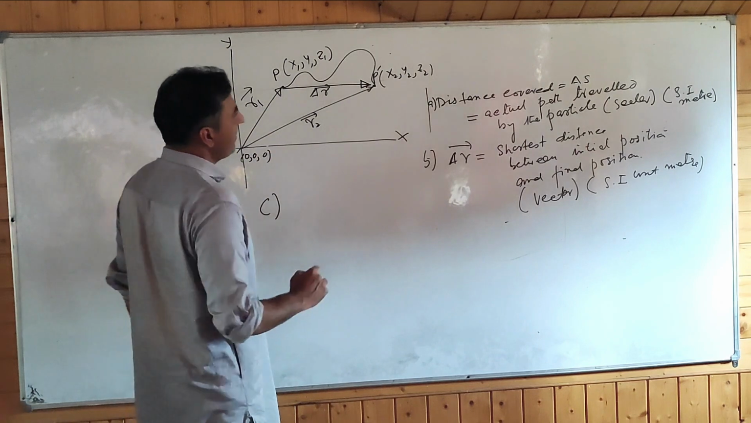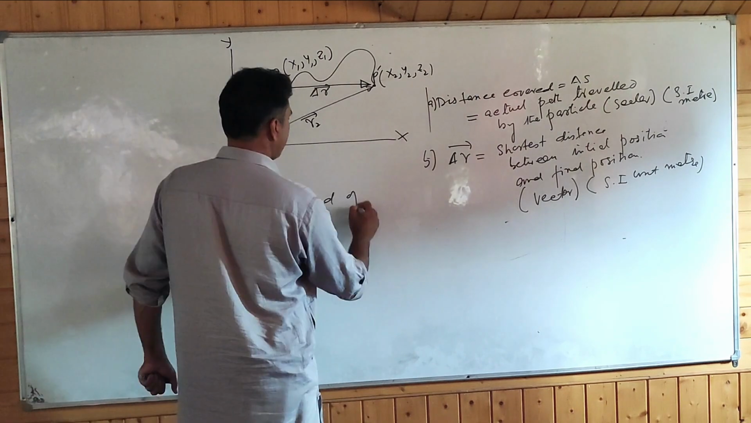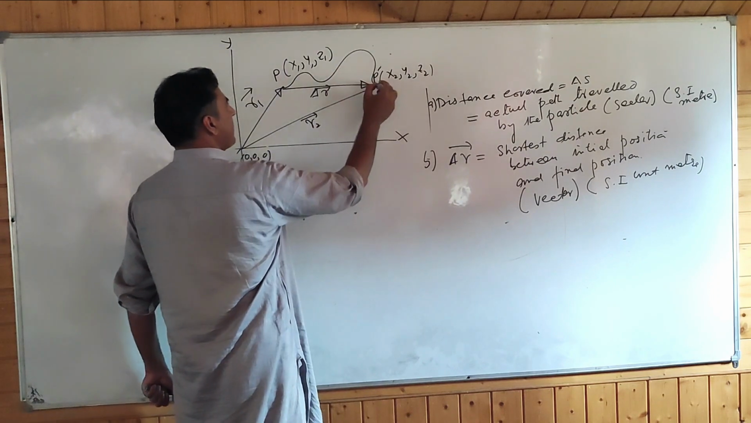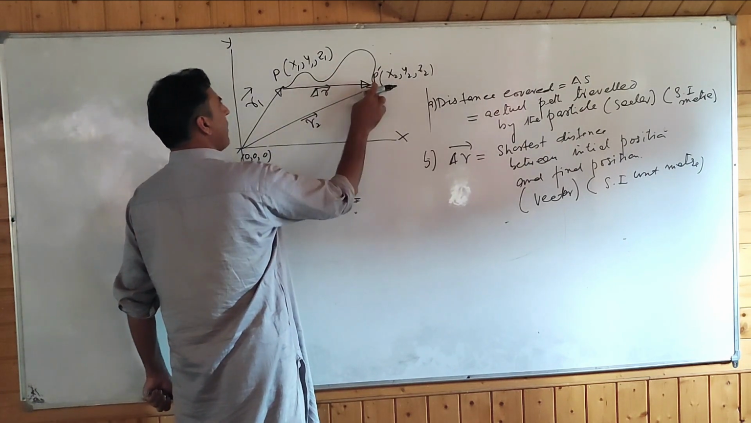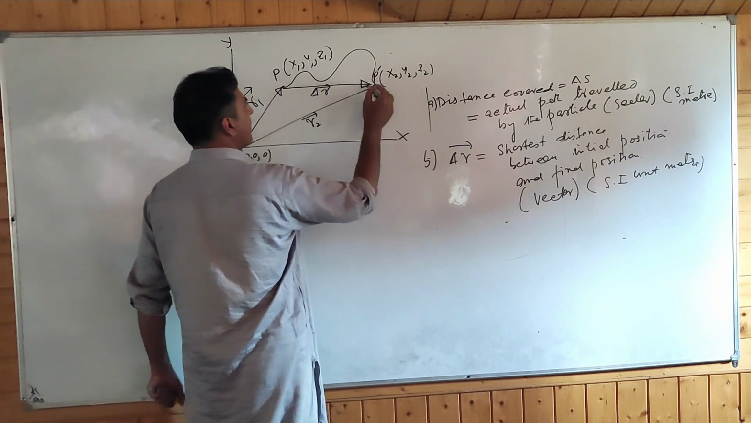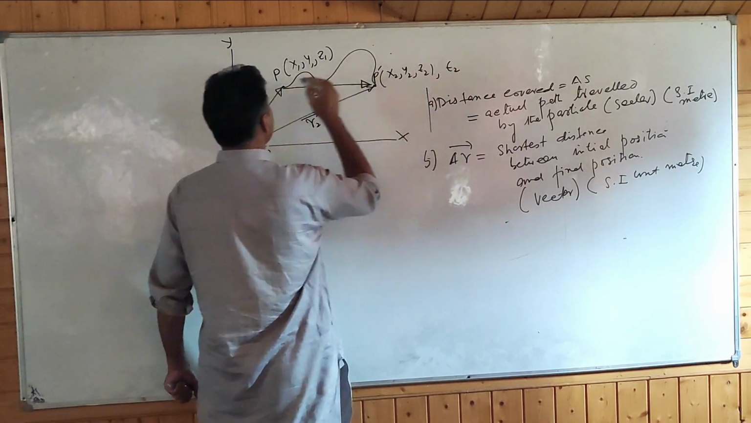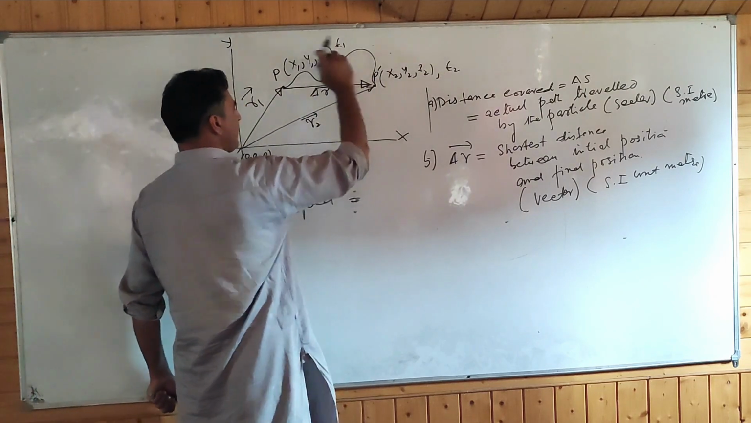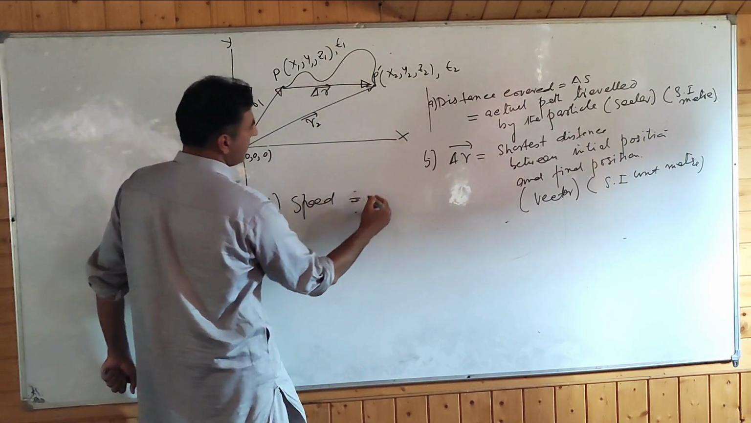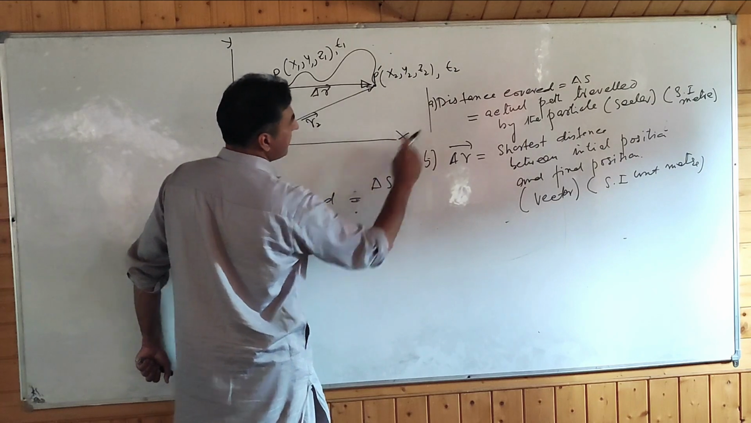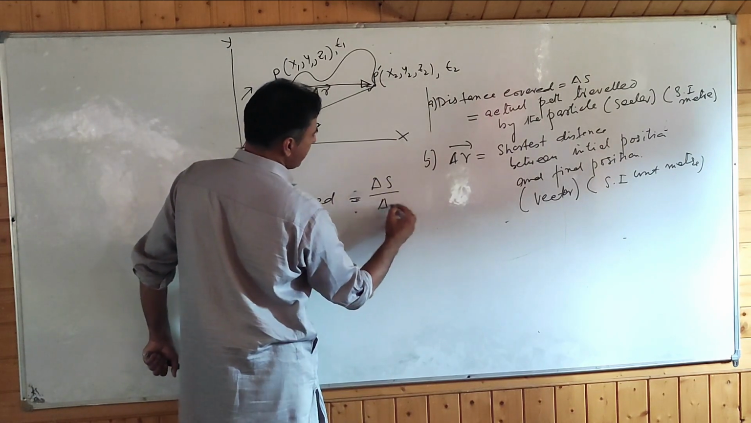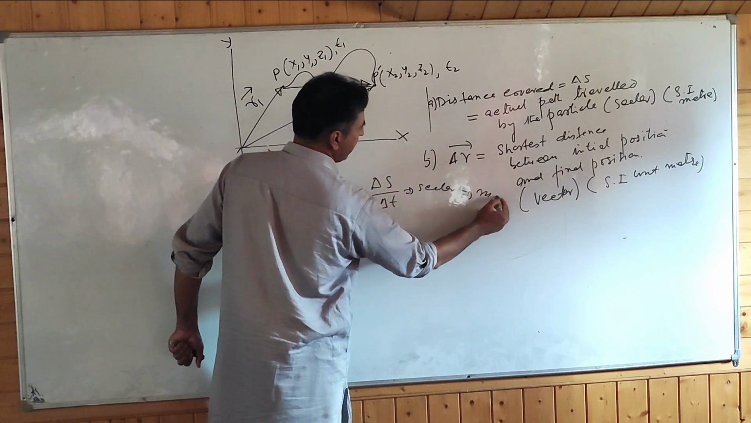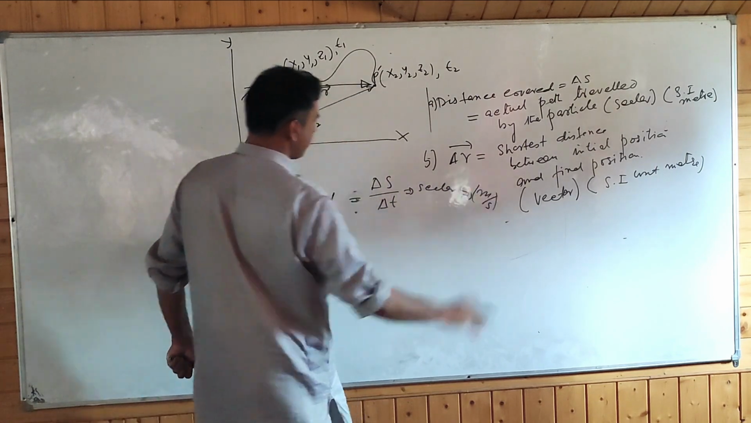Now what is speed of a particle? Speed is defined as the actual path traveled by the particle divided by time interval. Suppose when the particle was here, the time was t1, and when the particle was here, time was t2. So time interval is t2 minus t1. So speed of the particle is delta S, that is distance covered, by delta t. It's a scalar, and units are meter per second. So simple.